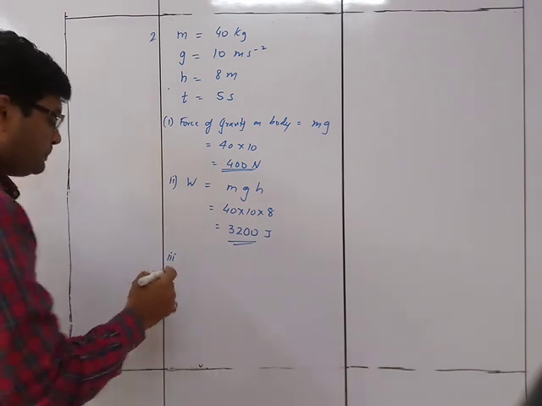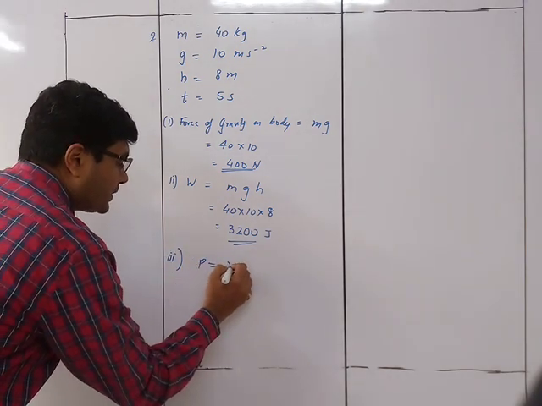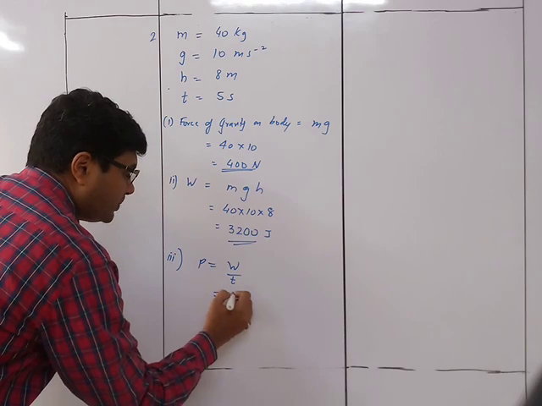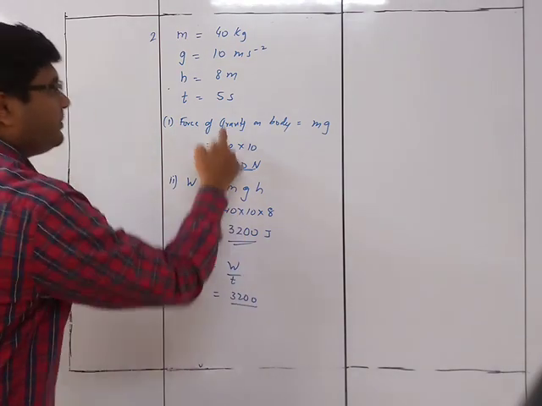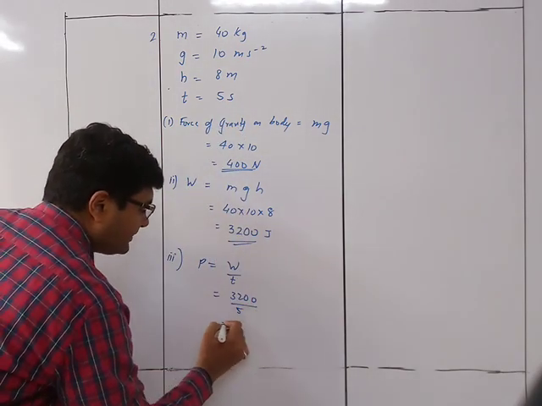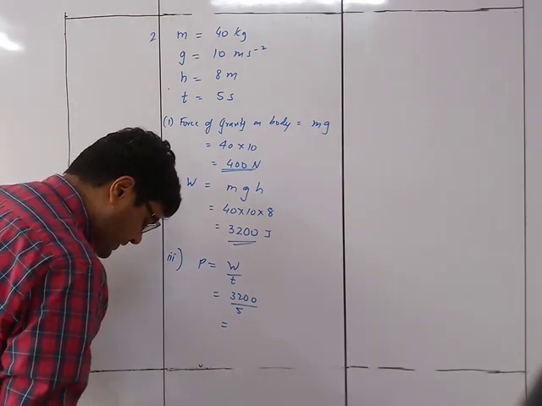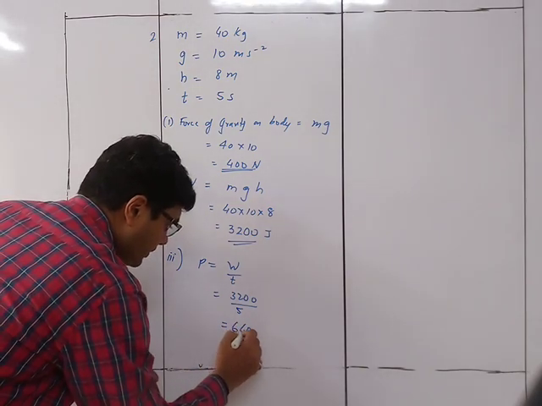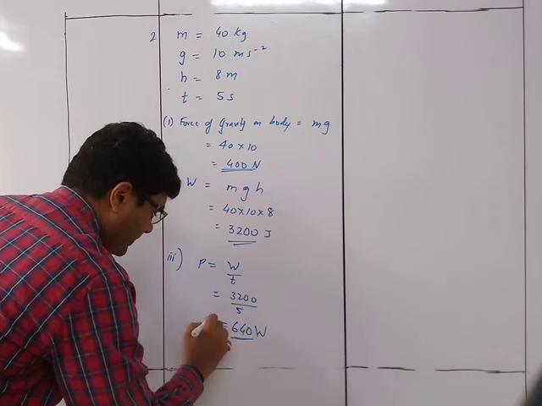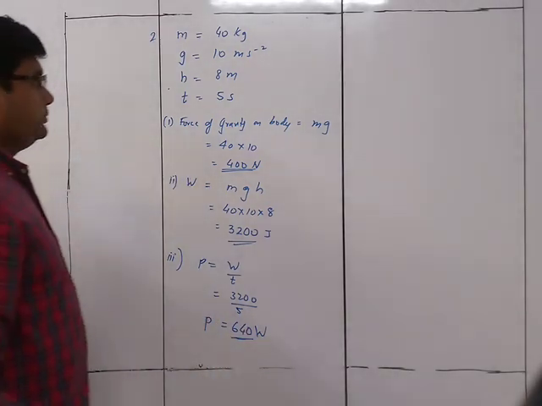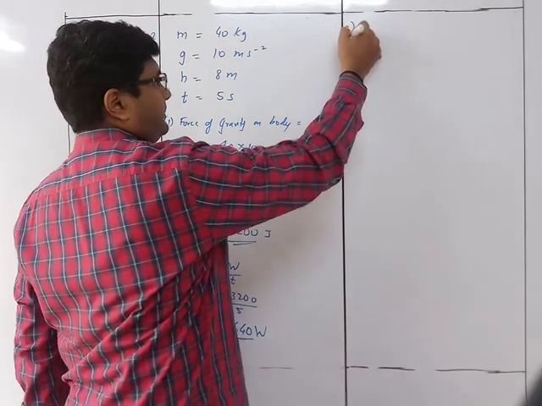The third thing is power spent. What is power? Power is equal to work upon time. So that is going to be 3200 upon time, which is given as 5 seconds. That will give me 640 watt. Power is equal to 640 watt. Sum number 3.